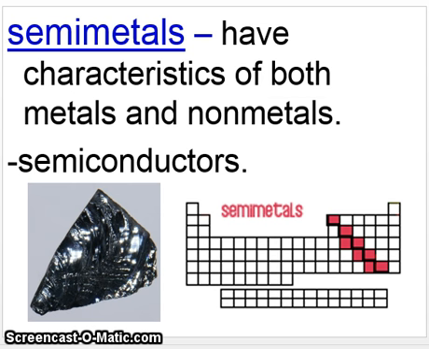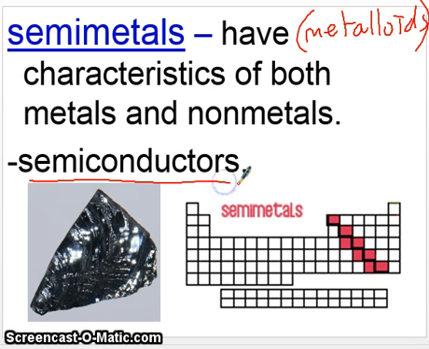Between these two, the metals and the nonmetals, you'll find the semi-metals, also called metalloids at times. And they have characteristics in between metals and nonmetals. So they both conduct and they don't conduct. Because metals, remember, conduct, nonmetals do not. For this reason, they are called semiconductors. And semiconductors are extremely important.